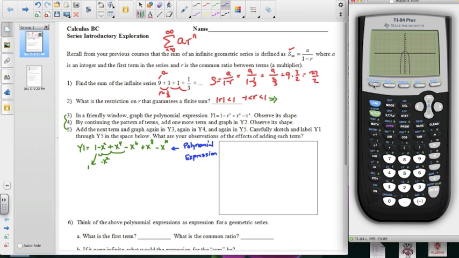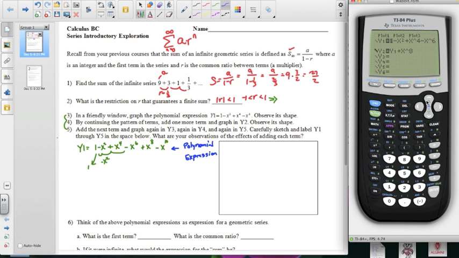Okay. If we then add that next term, so in this case, we get y1, and to y1 we add x to the 8th power, and we'll make it thick. We get something that looks like that. So it looks kind of like a W.